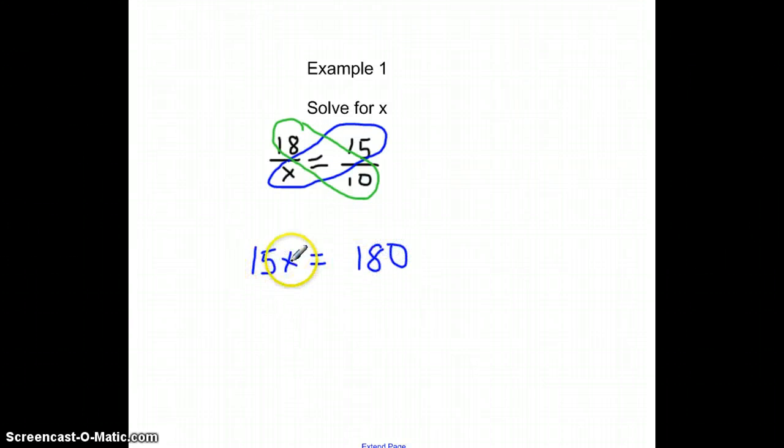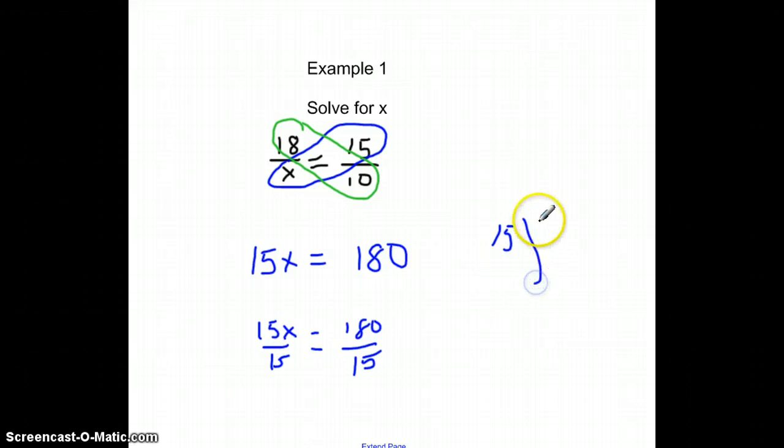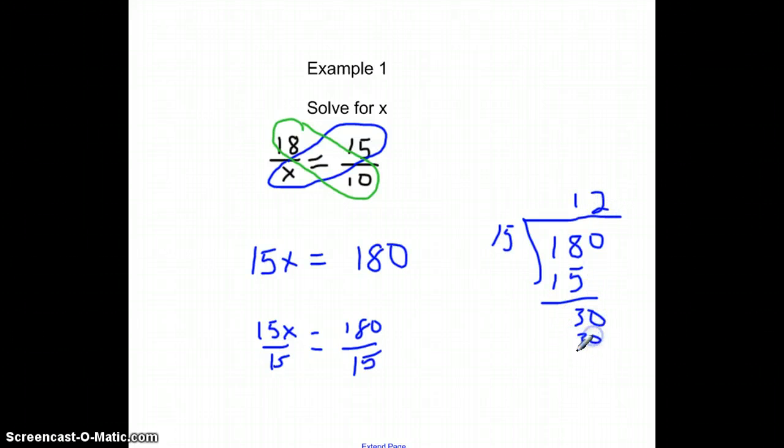And now we've got to solve for x. We have 15 times x equals 180. You guys should all know how to solve for x here. You would divide both sides by 15. And if I didn't know this off the top of my head, I would just do my long division. 15 into 180. 15 into 18 goes once. I have 3 left over. Bring down my 0. 15 into 30 goes twice. So my answer here is x equals 12.